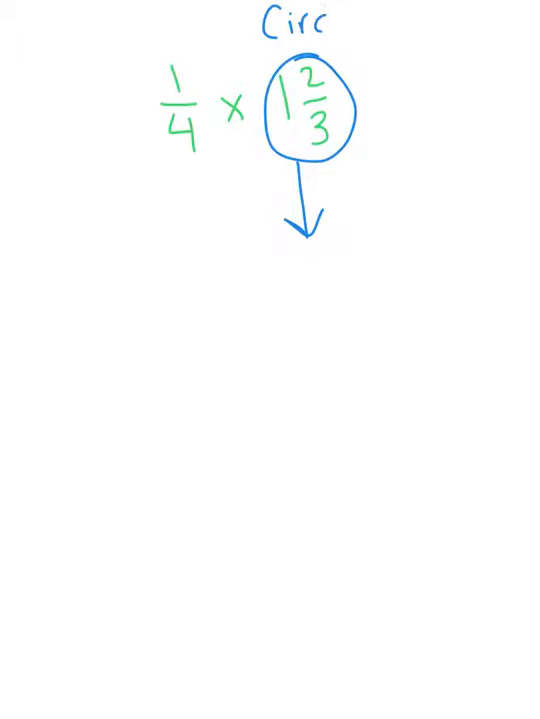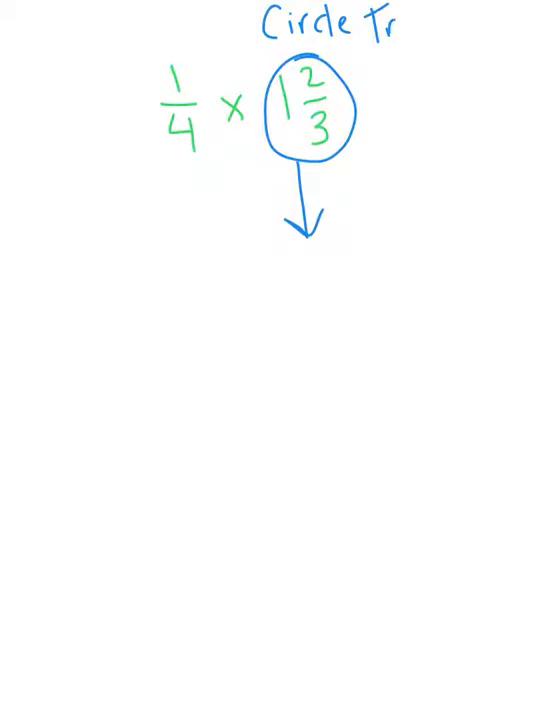So if I had 1/4 times, let's do 1 and 2/3. Well, I can't just multiply across because I have this whole number in the way. So I'm going to take this mixed number and make it into an improper fraction. And to do my circle trick, let me label this up here.